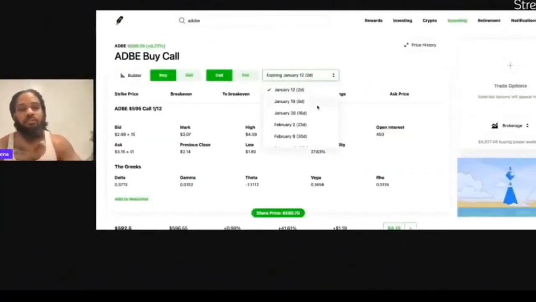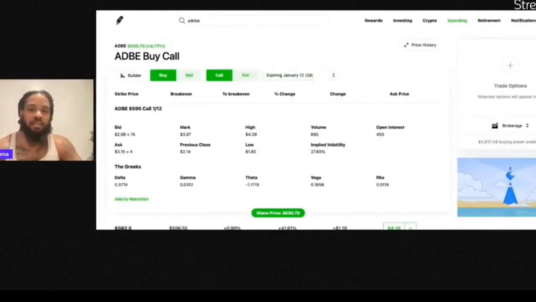I want to talk about expiration date. Picking the expiration date can be very dangerous, guys, because theta determines how much your option could lose. So you can lose a lot of money quickly the closer your expiration is to the strike price.